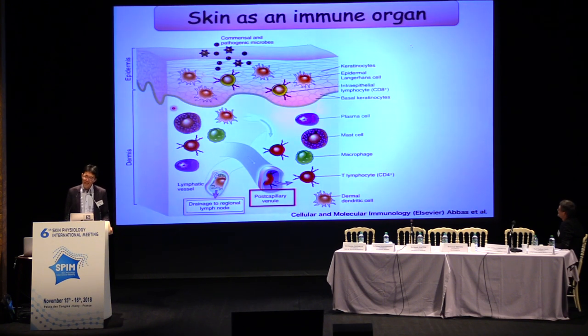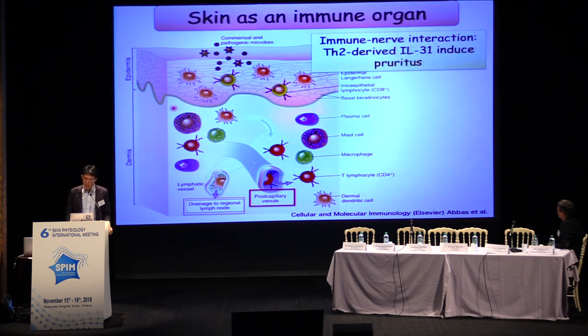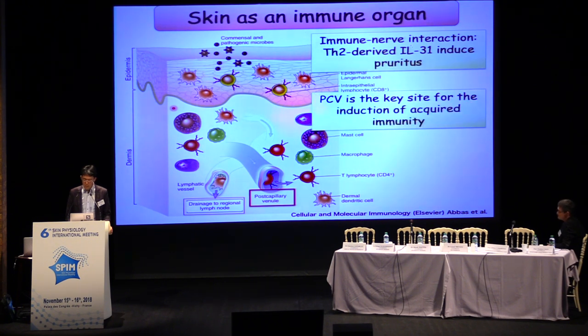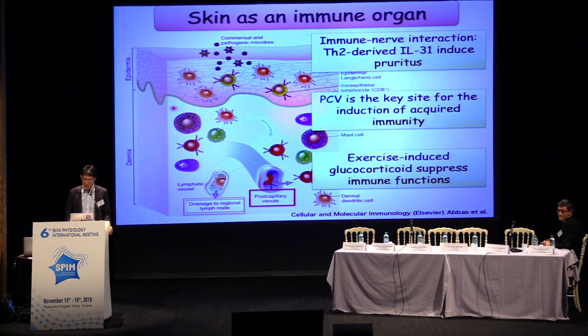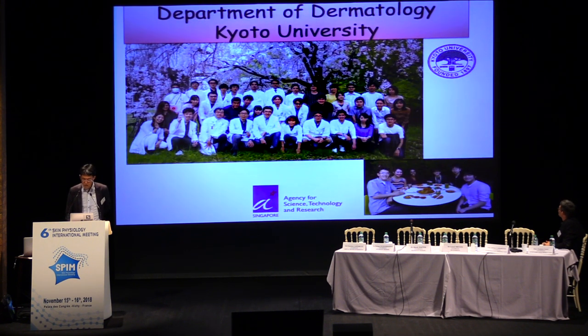So this is my last slide. I demonstrated here that immune-nerve interaction may be important for the development of pruritus and also atopic dermatitis. Post-capillary venule blood vessels seem to be the key site for the induction of acquired immunity, and exercise-induced glucocorticoid suppresses immune functions. I'd also like to appreciate my colleagues in my department. Thank you very much for your attention.